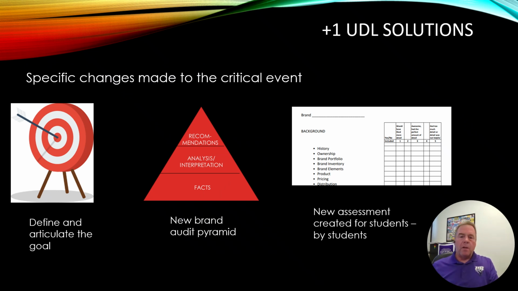I'm pleased to share the specific changes that were made to the critical event as a result of this effort. Each of these are complementary, and together they are my plus one UDL solution. The first, better understanding and articulating the goal of the audit, and enabling students to provide their own goals and roadmap for success. The goal is critical. If people don't understand what the goal is for the brand audit, it is hard for them to achieve that goal.